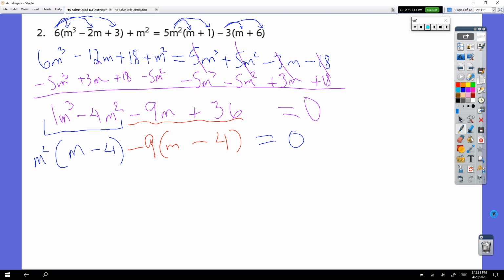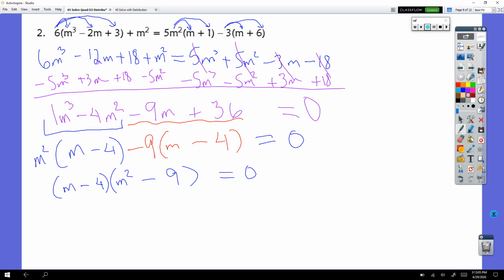Now I'm going to look at the parentheses. Do you notice how they're the same? So that set of parentheses is my new GCF, and my leftover factor is m squared minus 9. Again, this is an equation, so it equals 0. Now I'm going to look at my sets of parentheses and see if I can factor some more. For the first set of parentheses, where I see the m minus 4, that exponent there on the m is a 1, so it's pretty much communicating, hey, we're done with factoring.